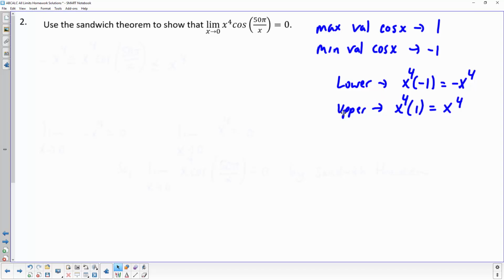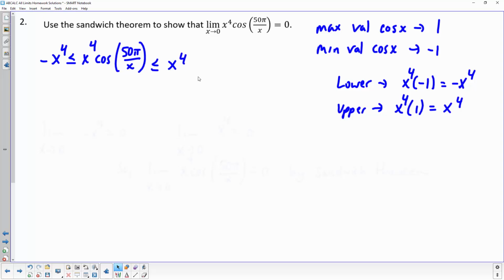So now that we've found those two functions, we can write our inequality. We have negative x to the fourth, our lower function, is less than or equal to the function that we're trying to find the limit of, which is x to the fourth cosine 50 pi over x, is less than or equal to x to the fourth.